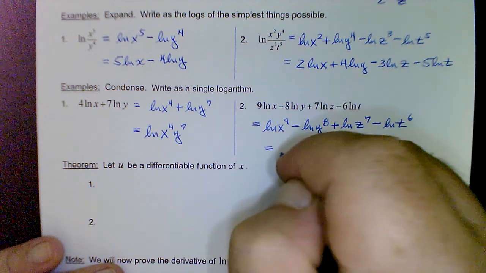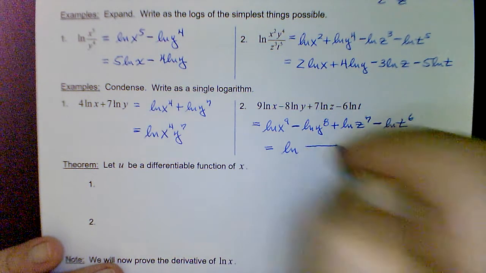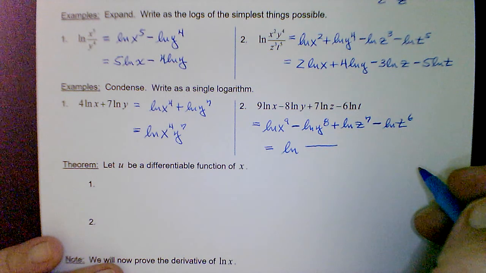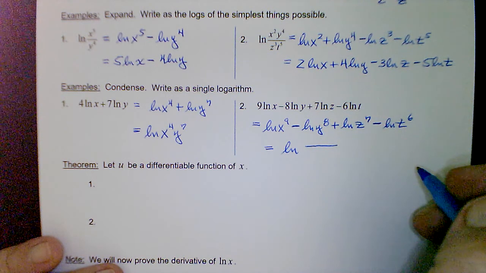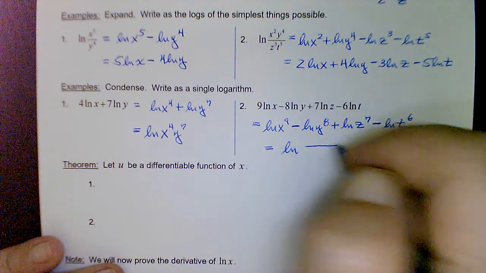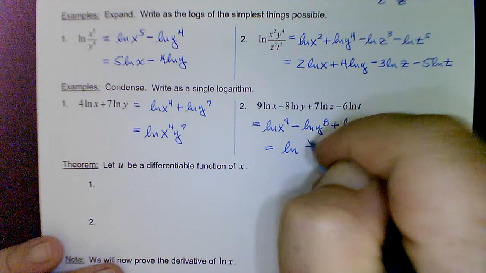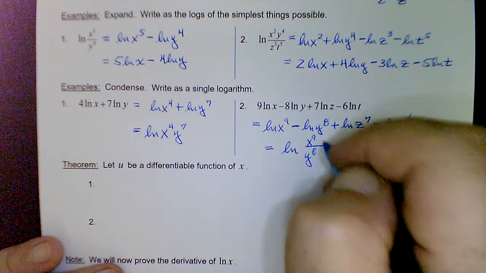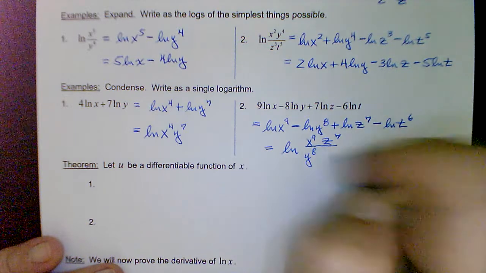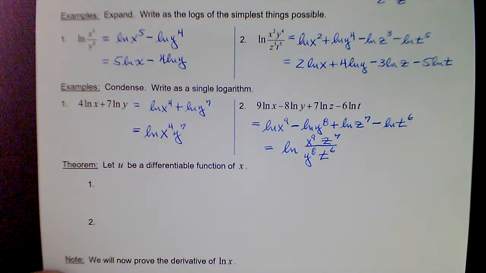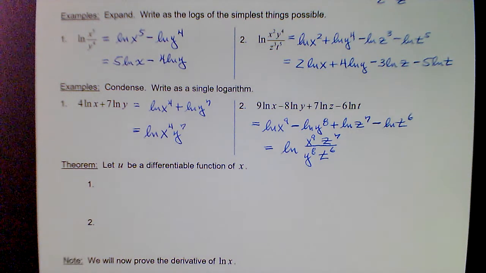And now in one step, with that general property, you can condense this. And again, if the coefficient of the log is positive, the argument is in the numerator, and if the coefficient of the log is negative, the argument is in the denominator. So x to the 9th is in the numerator, y to the 8th in the denominator, z to the 7th in the numerator, and t to the 6th in the denominator. So we're going to be using the algebraic log properties, as you'll see.